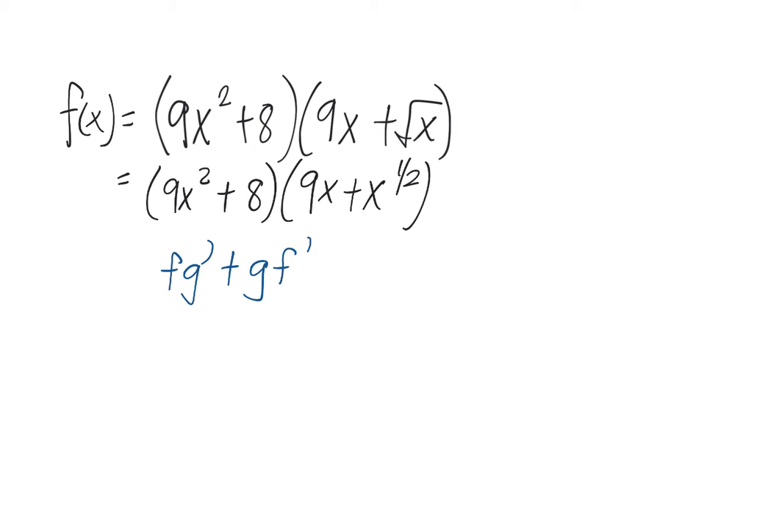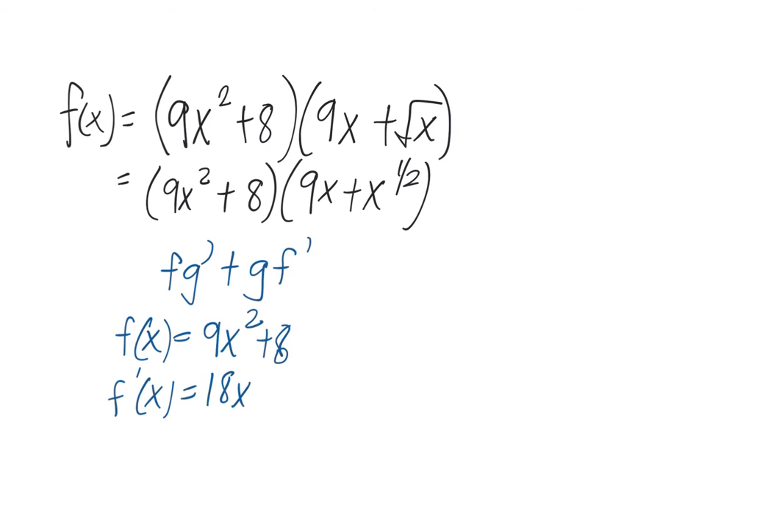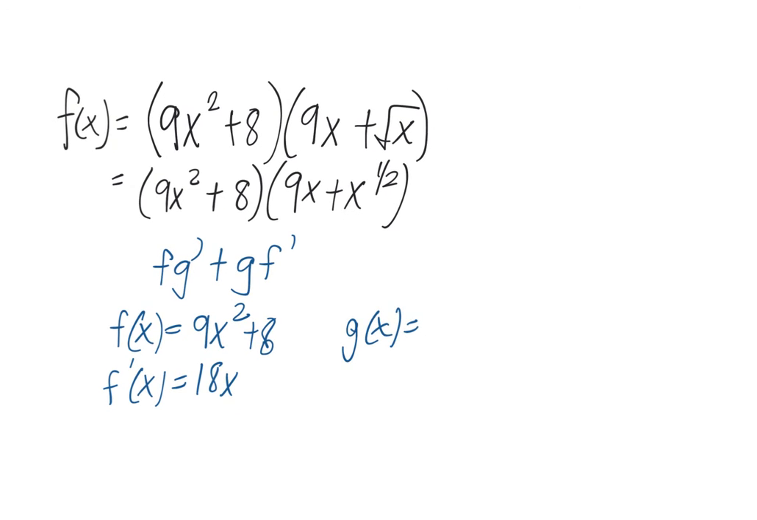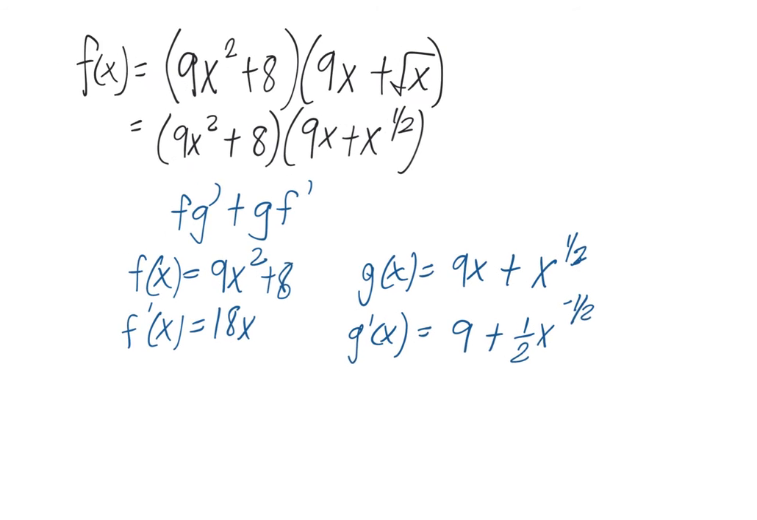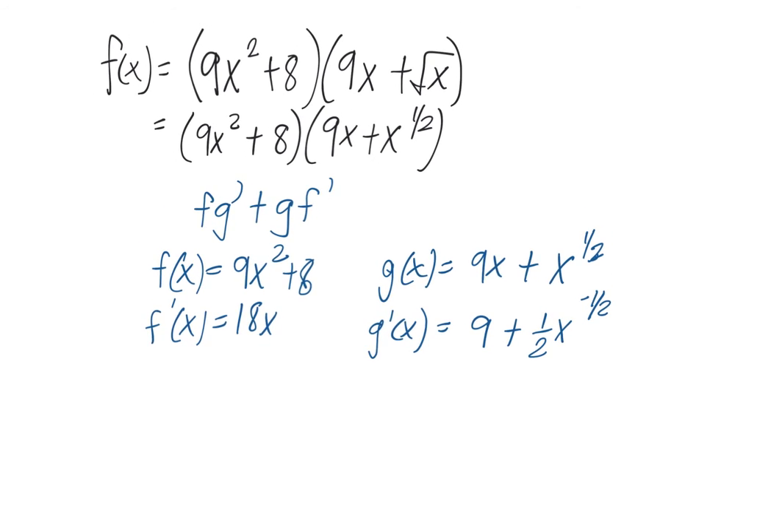And if you need to, we can label these things, like the first function is 9x squared plus 8. The derivative of that first function is 18x. That's it. G of x is 9x plus x to the 1/2 power, and g prime is 9 plus 1/2 x to the negative 1/2. Perfect. And so now all we need to do is plug in this information into this.